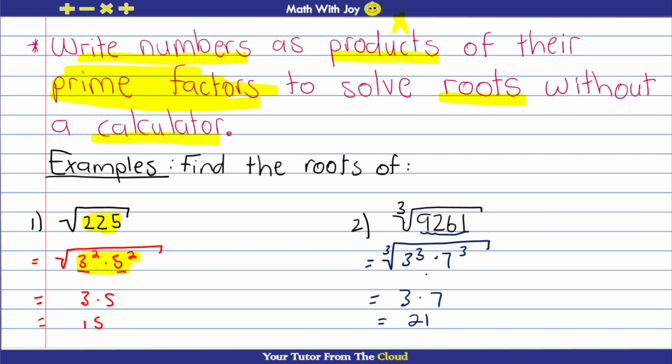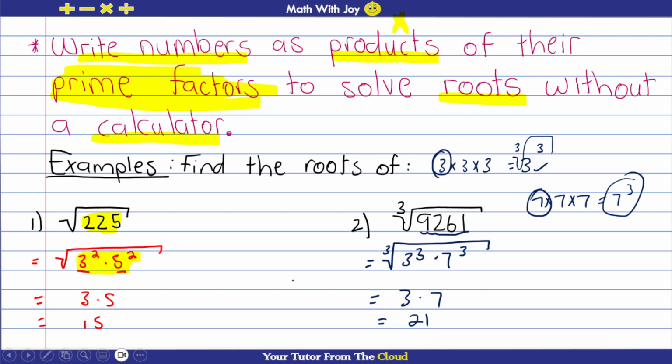Remember, how do I know that the cube root of 3 to the power of 3 is 3? I know that 3 cubed is a cube number formed by 3 times 3 times 3. So the cube root of this will be one of the numbers that multiply by itself to give you this number. In this case, we have 3. As well with the 7, 7 times 7 times 7 is 7 to the power of 3. That means that the cube root of 7 to the power of 3 is 7.